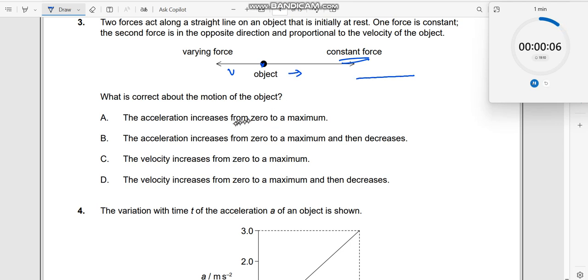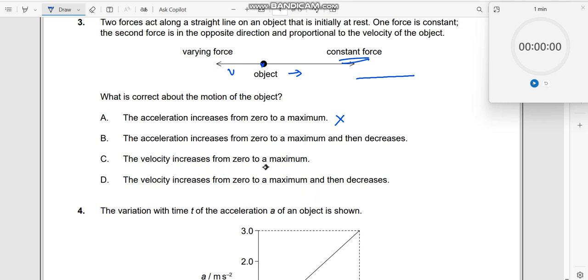So therefore, the acceleration increases from 0 to a maximum. No, this does not happen. The reason is that there is a constant force and a varying force in the opposite direction. It does not increase. So this is wrong. The acceleration increases from 0 to a maximum and then decreases. No, this also does not happen, because the force is going to be a constant over here. It does not happen something like this.